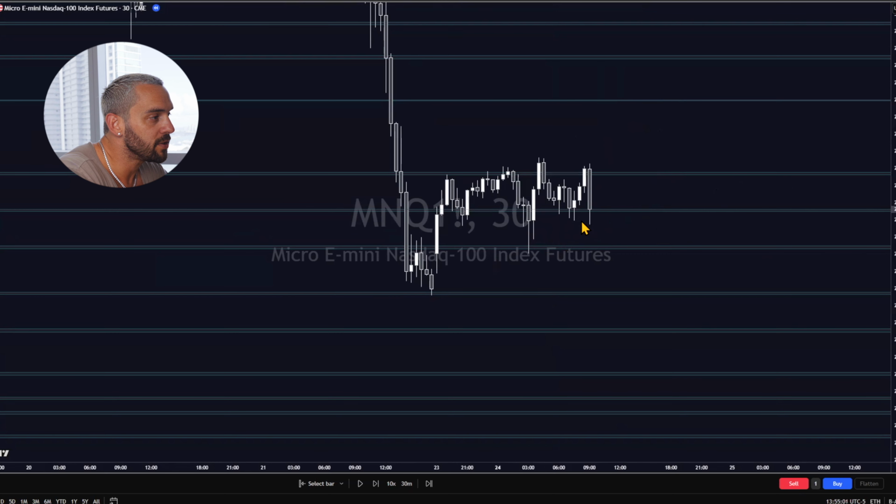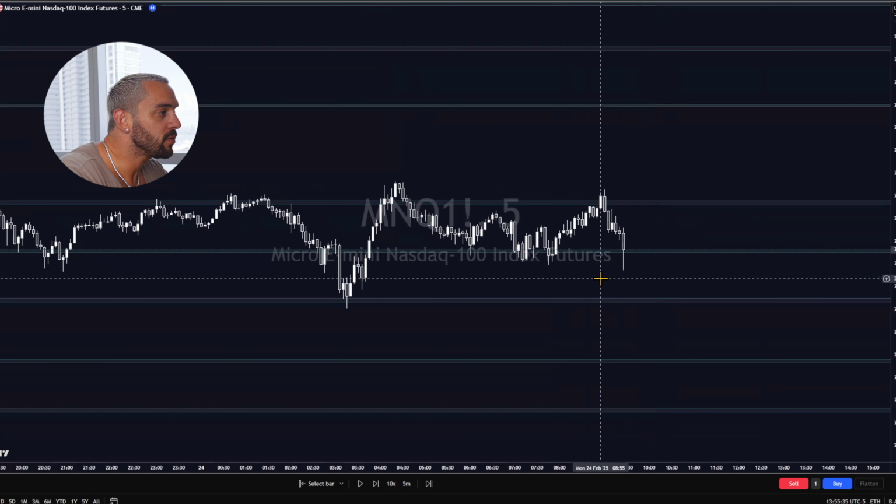So what I would prefer to do is wait. If it does break this area, I'm going to watch how it reacts to this area, and then I'll look for sells here. So we'll go to the lower time frame because I did take this entry on the 5-minute time frame. So here's what happened at market open.